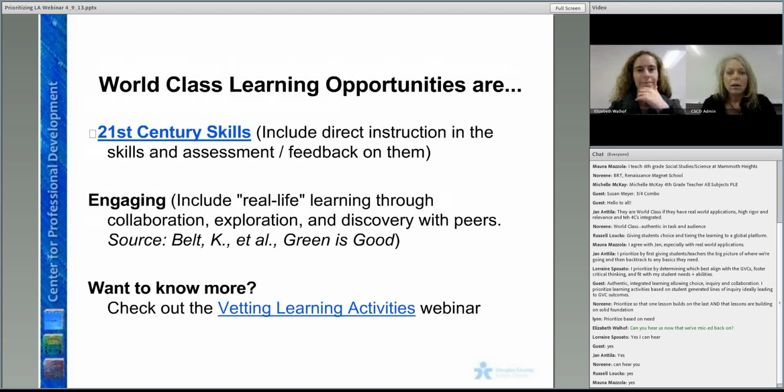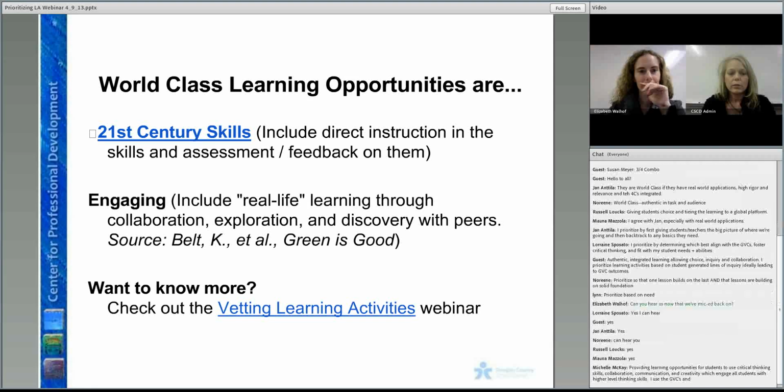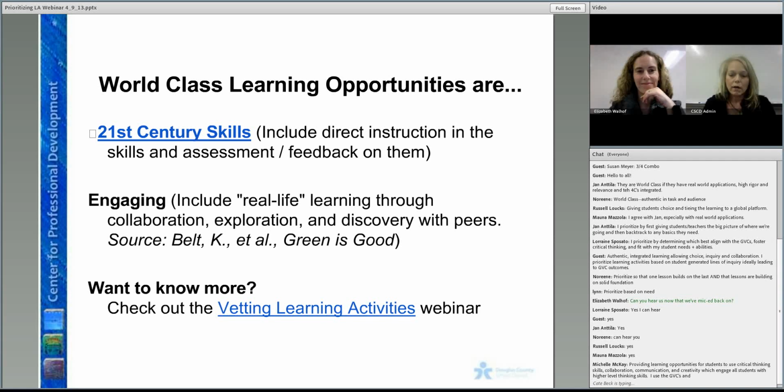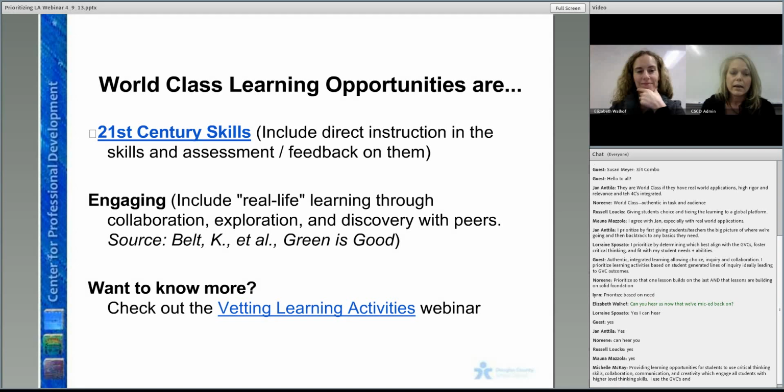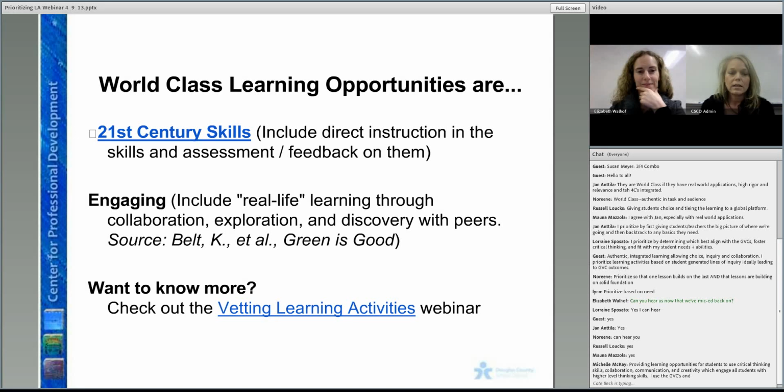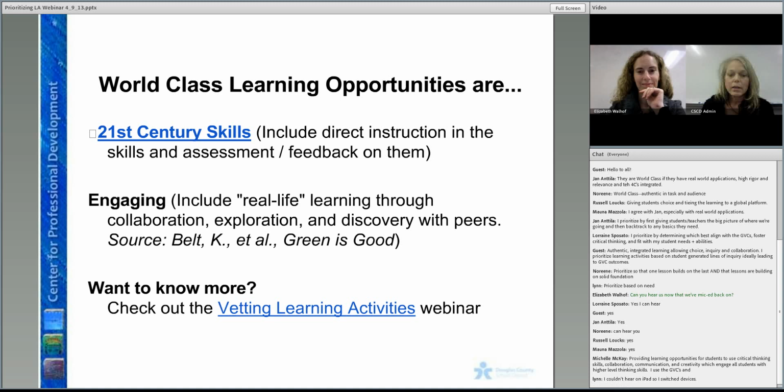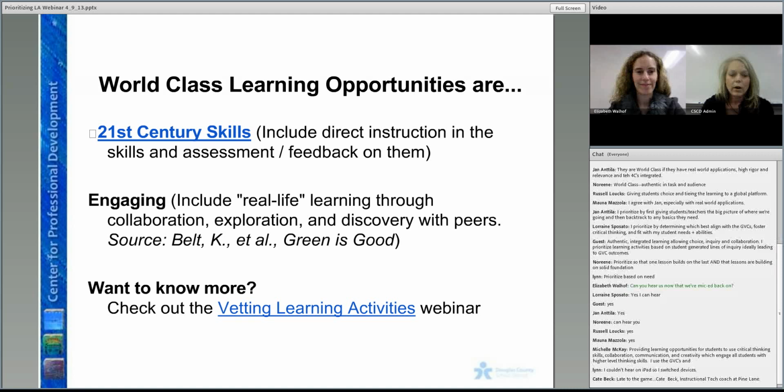We also look to see, do our world-class learning opportunities include 21st century skills? Do they include direct instruction in these skills, and do we give feedback on them? So not just putting them in our outcomes, but in our learning opportunities in our classroom, are we coaching students through these skills, and are we providing them timely feedback on how they did in those skills? And are these learning opportunities and strategies engaging? Do they include real-life learning? Are we asking students to collaborate? I know Russell mentioned, are we giving them global platforms to think and create and share? So that's all part of being engaging.